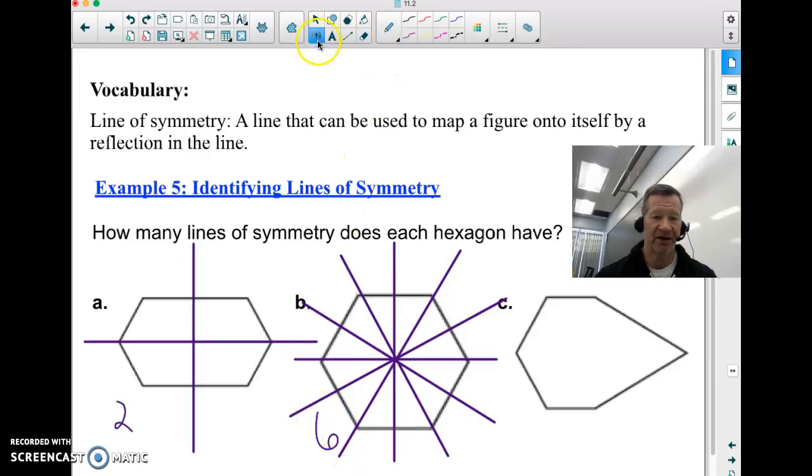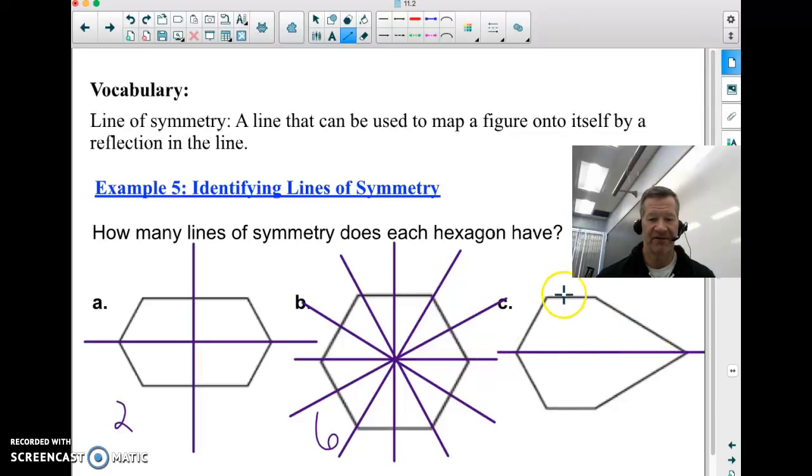In the last one, however, I think I can only see 1. I think if I go this way, that looks like a flight for a dart. You flip it right onto itself. But this way it wouldn't work. This wouldn't flip onto that way. It wouldn't flip diagonally. So I think this last one just has 1. And those are lines of symmetry. And we have one more example yet.